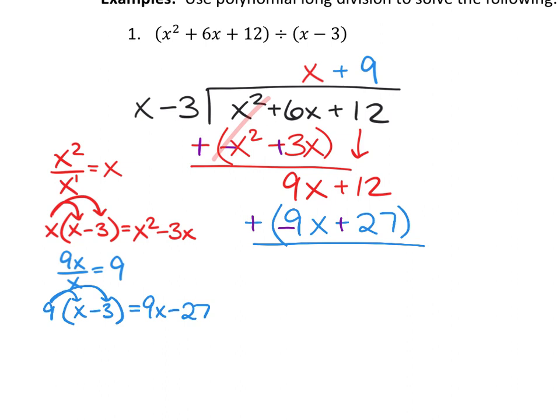I have 9x minus, or plus, negative 9x. That's going to cancel out. It should. The first thing always should cancel out. If it doesn't, you've done something wrong. And then I can just add 12 and 27. That's going to be 39. Is there anything else to bring down in this polynomial? No. So what is this called? Our remainder.